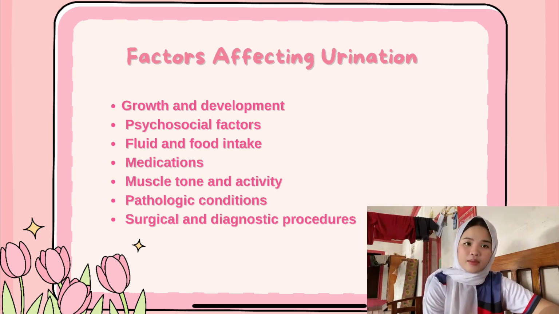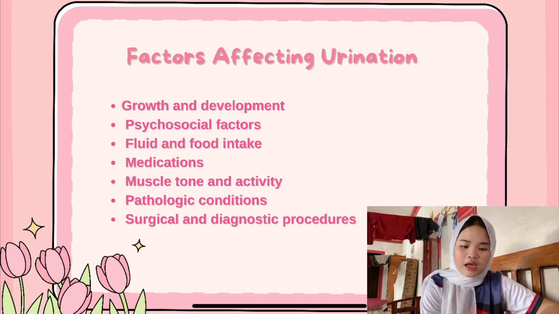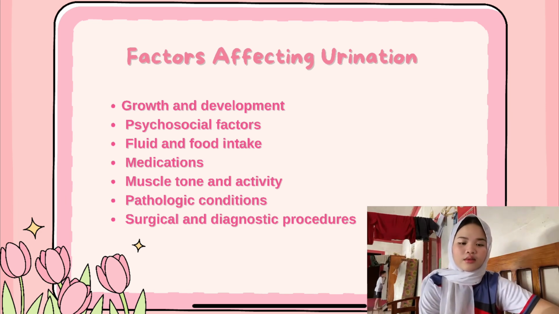Number 5 naman is muscle tone and activity. So sa muscle tone at aktibidad ay nakakaapekto sa pag-ihi. For instance, mga taong may mataas na muscle tone ay maaari magkaroon ng mas mahusay na kontrol sa pag-ihi. So sa number 6, pathology condition o mga kondisyong pathologics. Ang mga kondisyong pathologics tulad ng diabetes ay maaaring makapag-apekto sa pag-ihi. Halimbawa, mga taong may diabetes ay maaaring magkaroon ng mas madalang na pag-ihi.